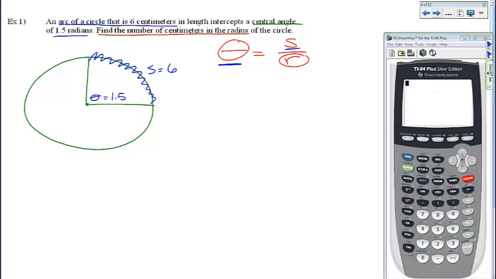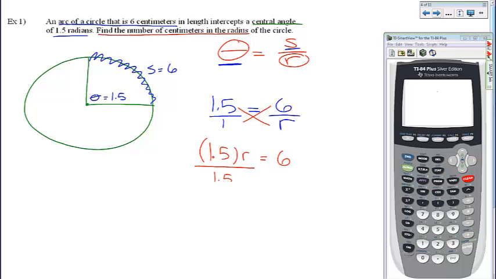So I know that my unit is going to be centimeters. In other words, the radius will eventually be in centimeters. I simply substitute in my values, 1.5 for theta and 6 for S. I place 1.5 over 1 and then cross multiply. Now I have 1.5 times R is equal to 6, and I simply divide out the 1.5 to get a value for R equal to 4. Simple enough, right?